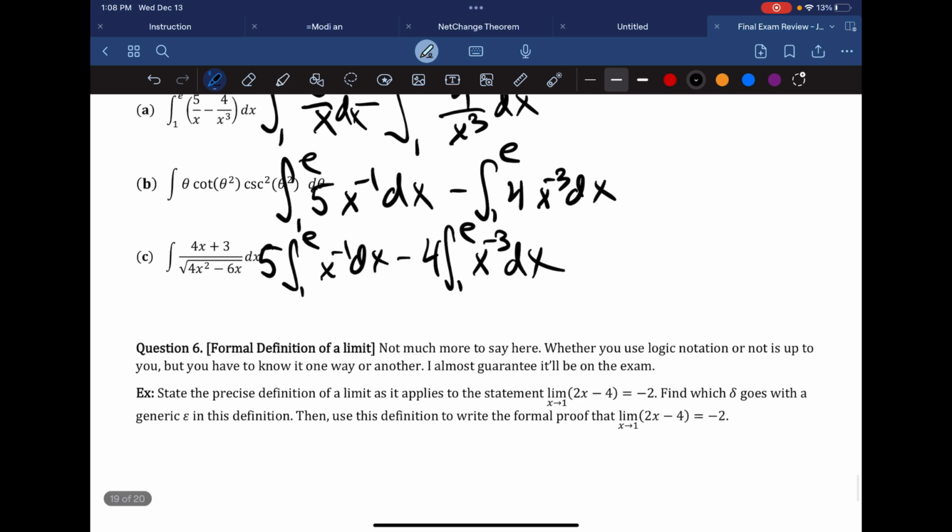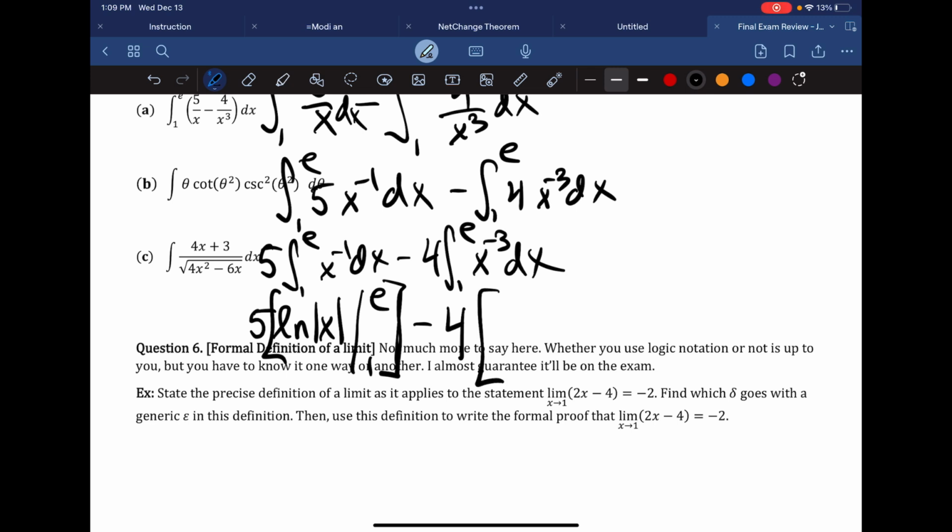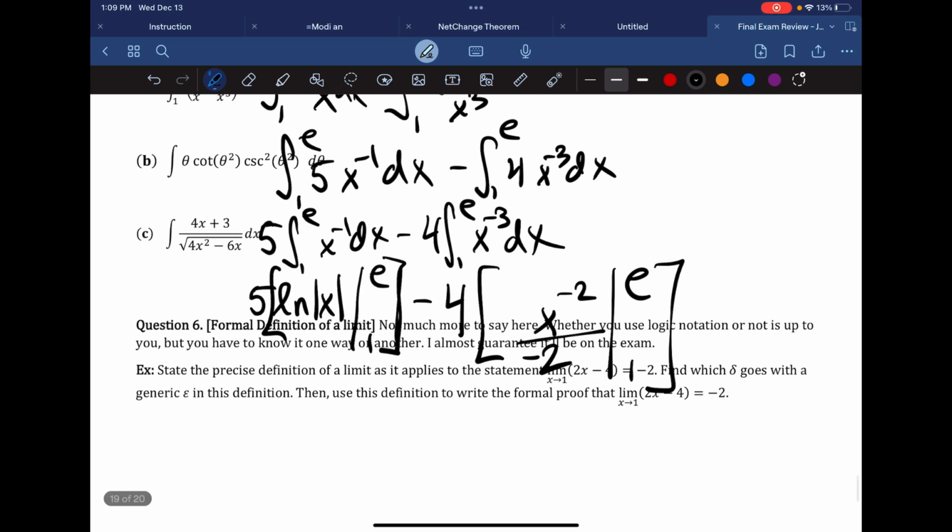So then we can think about, so we got 5 times the antiderivative of x to the negative 1, which is ln of x, and this gets evaluated from e down to 1. And then we subtract from that 4 times the antiderivative of x to the negative 3. Remember for the reverse power rule, we add 1 to the power, so that's x to the negative 2, and then we divide by that power. So x to the negative 2 divided by 2, and we got that from 1 to e as well.